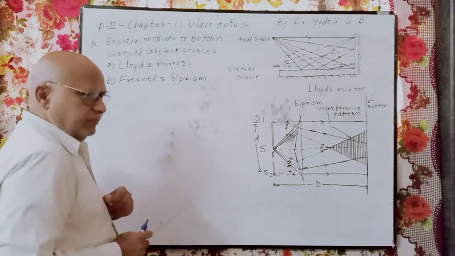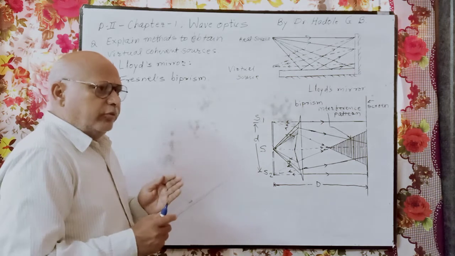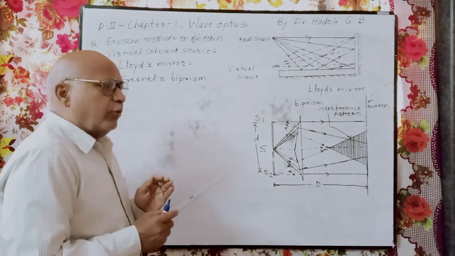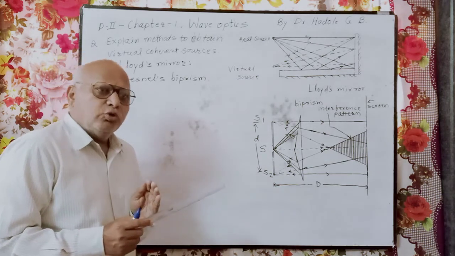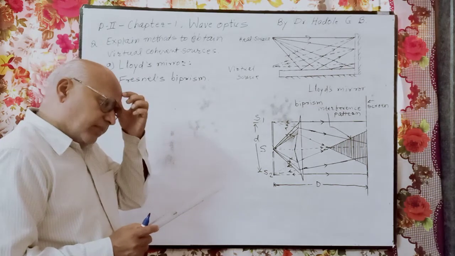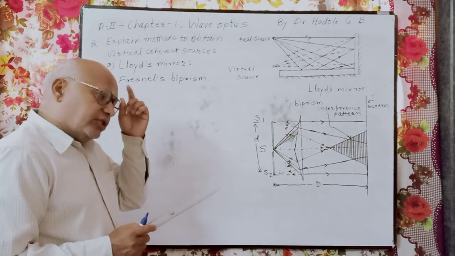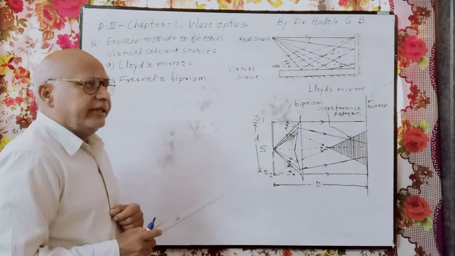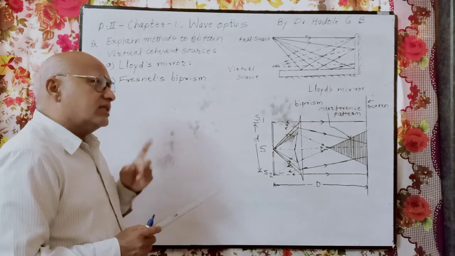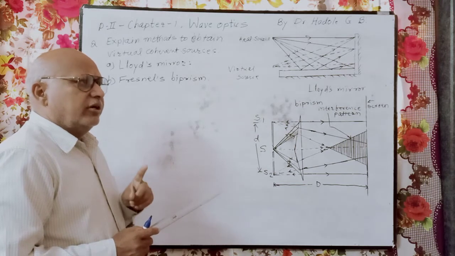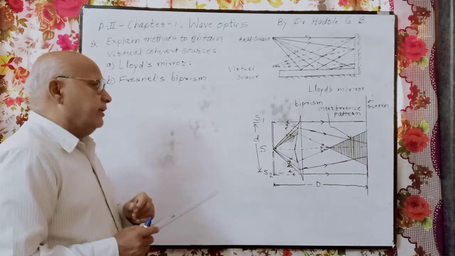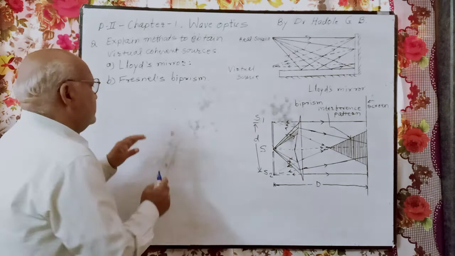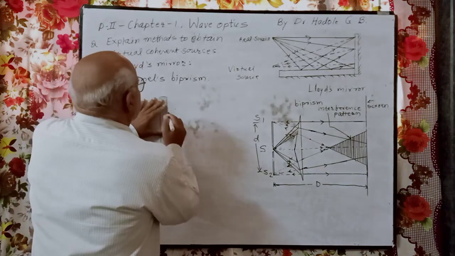Bi means two. When two prisms are joined to form a single prism in such a way that its refracting angle is about 180 degrees, or 179 degrees 30 minutes to 180 degrees, that is called a biprism, like this.